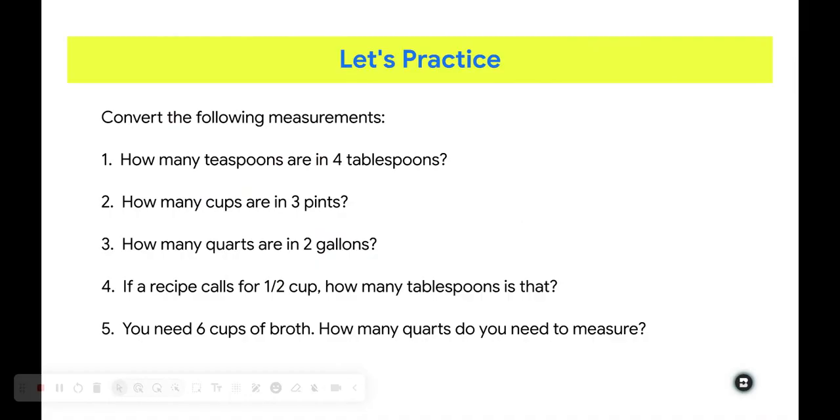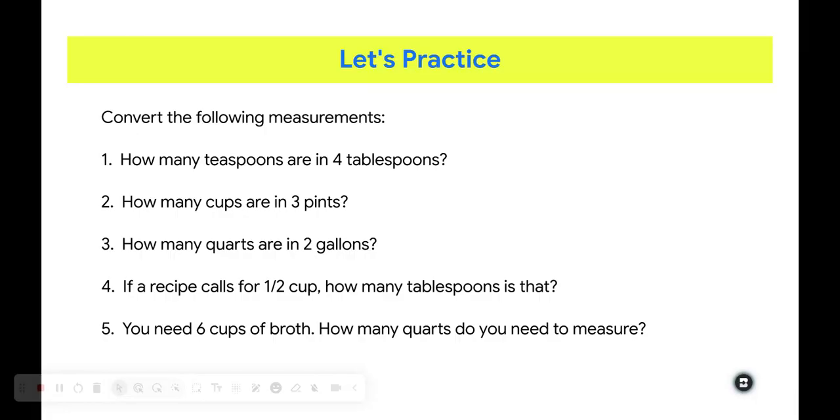All right, number 2, how many cups are in 3 pints? So I did say that 2 cups are already in a pint. So your answer for this question would be 6 cups. How many quarts are in 2 gallons? So remember there's 4 quarts in 1 gallon. So your answer for question number 3 is going to be 8 quarts.